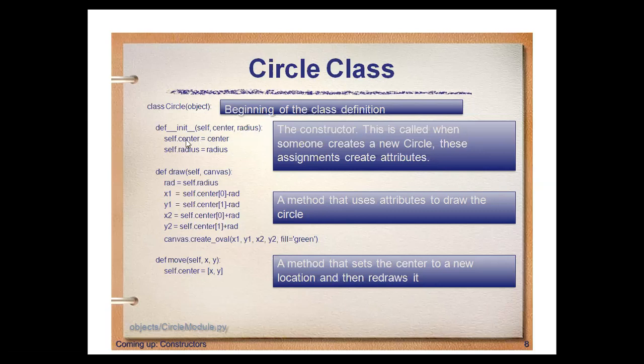So what do we want from that particular method, or sorry, constructor? The constructor requires a center as well as a radius, right? With the help of the center we can find the radius also, and if we have a radius then we can do further other things. So what is the constructor here? The constructor is called when someone creates a new circle. These assignments create attributes, right? So this is the basic definition of a constructor in a Python program.